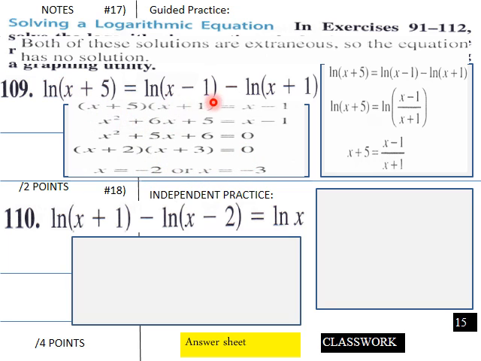Or you could plug it in and work it out, and you'll probably end up trying to take a natural log of a negative value. See, negative 3, yeah, you end up trying to take a log of a negative value here, and that won't work. So that's why none of these solutions are true. So there are no solutions. There are no real solutions for 109.